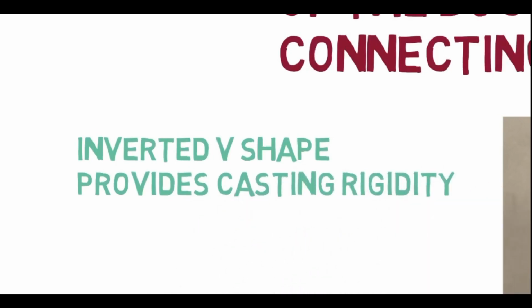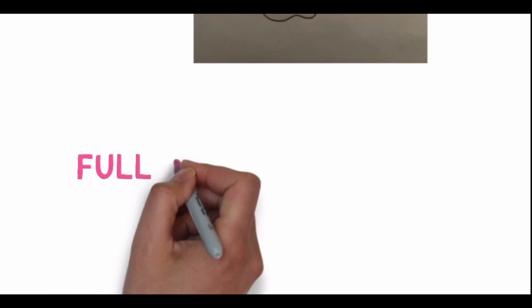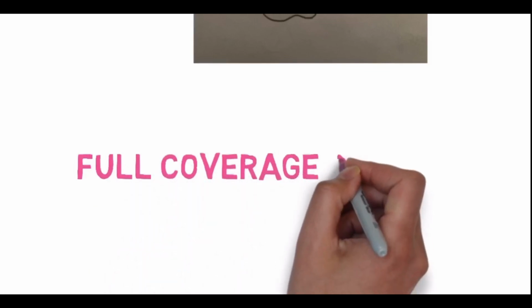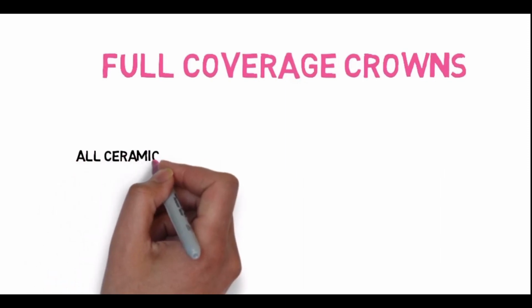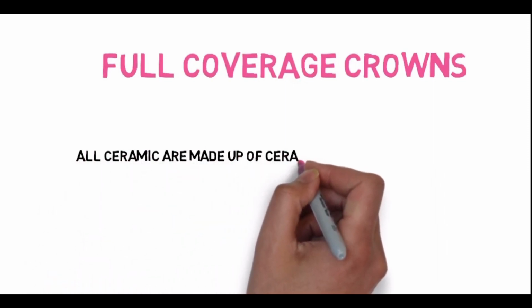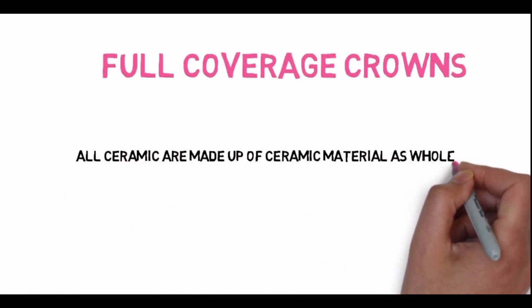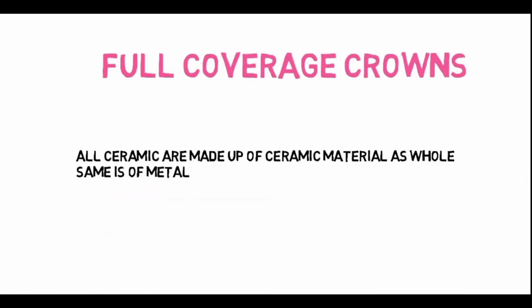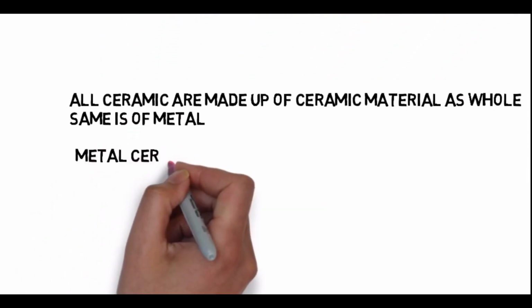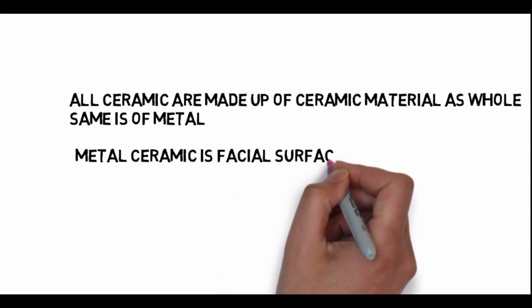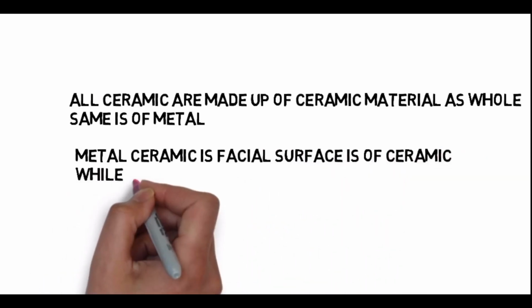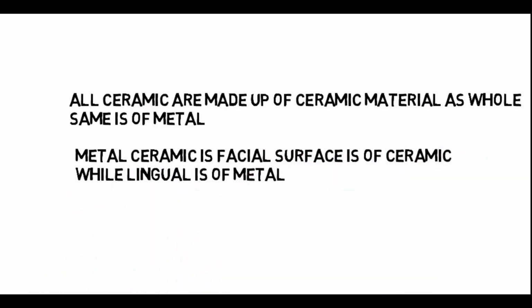Now we will move on to full coverage. Full coverage is divided into all metal and all ceramic. As the name suggests, they are completely made up of ceramic or completely made up of metal. But what is metal ceramic? In the metal ceramic, the facial area is made with ceramic while the lingual area is made with metal.